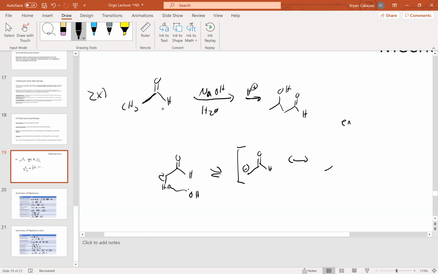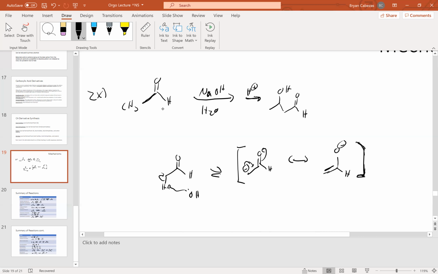Remember, an enol is a double bond and an alcohol group. So an enolate ion is when our alcohol group has been deprotonated, right? We move that here, we move this up here. This is our enolate ion.